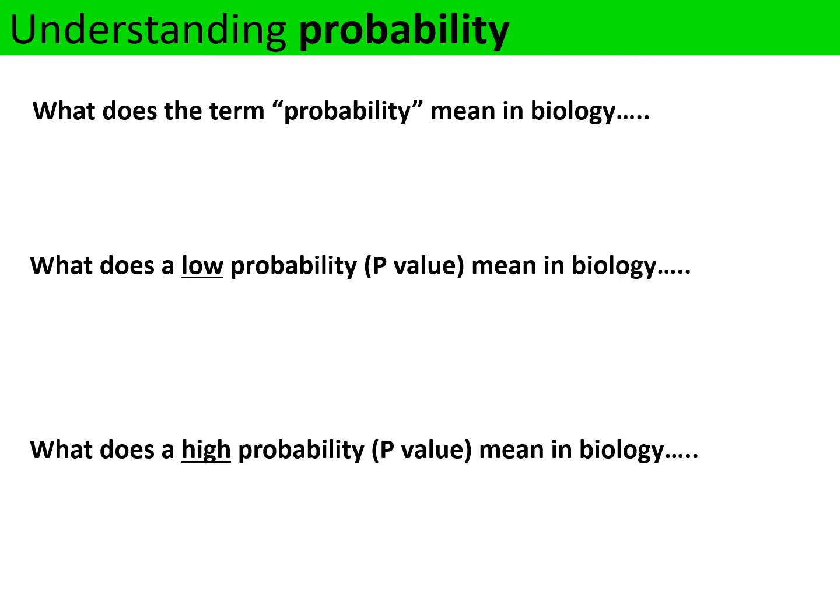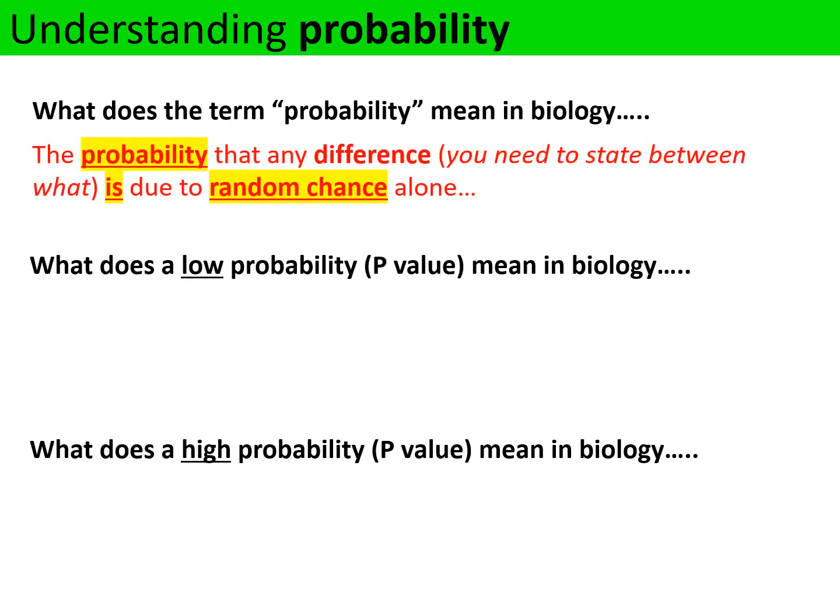So today we're going to talk about the term probability and try to understand what this word actually means in A-level biology. A p-value or a probability value is really the probability that any difference between, for example, two values or two mean values is due to random chance alone. So we're looking at a difference in values and trying to figure out the probability that that difference is due to random chance.